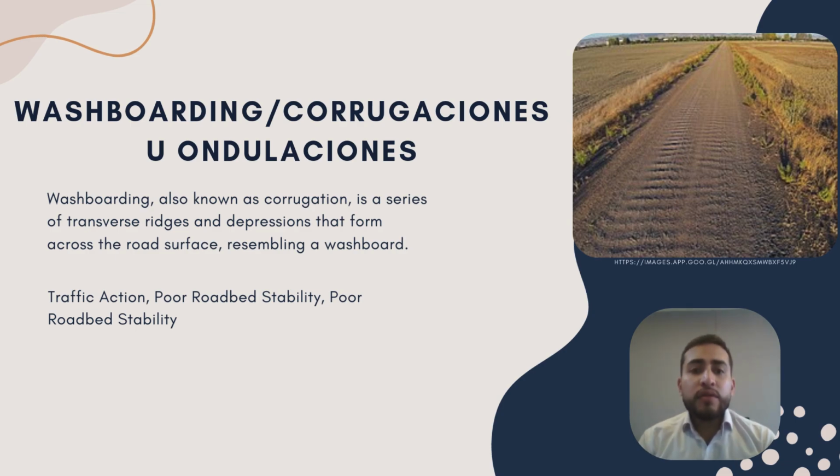Washboarding, also known as corrugation, is a series of transverse ridges and depressions that form across the road surface, resembling a washboard. Causes of washboarding: traffic action, poor road bed stability, improper grading.